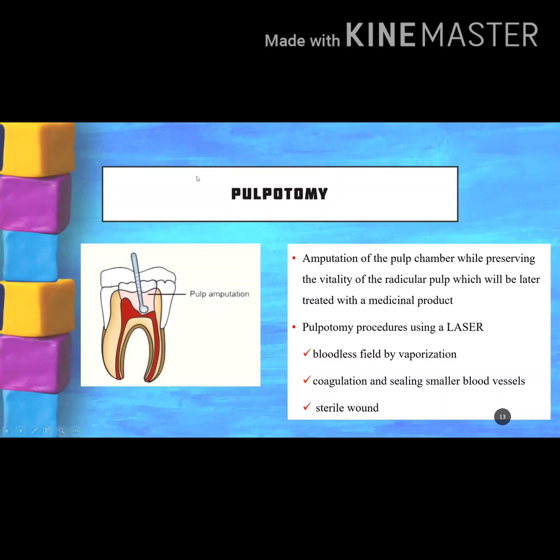Now pulpotomy. Pulpotomy is the removal of the exposed coronal pulp tissue, placing a biocompatible material on that and preserving the vitality of the radicular pulp. The amputation of the pulp chamber, preserving the vitality of the radicular pulp, which will later be treated with medicaments. Pulpotomy procedure using laser. The advantages are a bloodless field by vaporization, coagulation, and sealing small blood vessels, and a sterile wound.